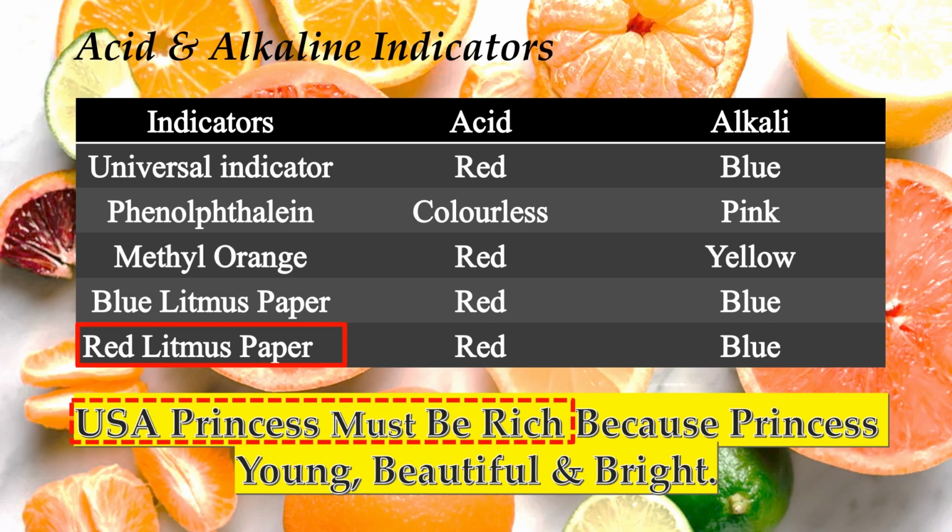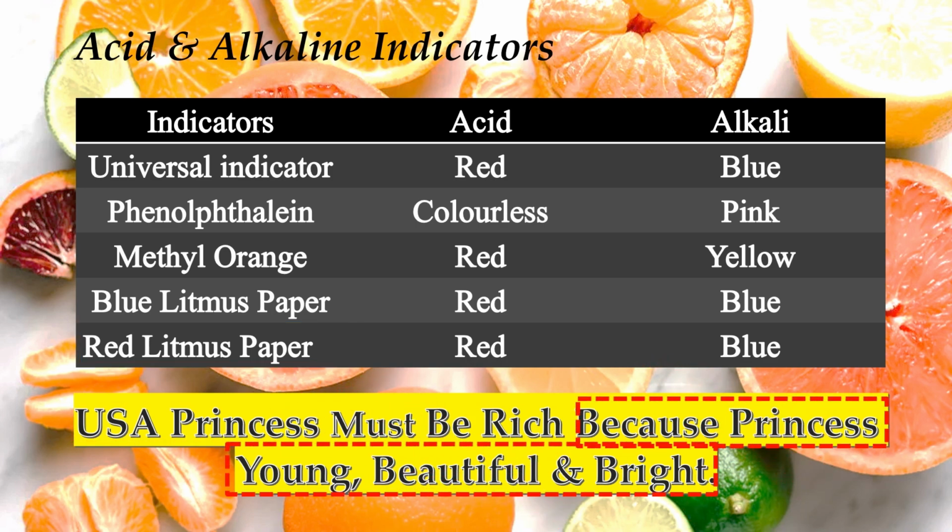Now, in order to memorize the color changes in alkaline substances, we look at the second part of the sentence. Because princess young, beautiful and bright. The B in because refers to the color blue, the P in princess refers to the color pink, the Y in young refers to the color yellow, the B in beautiful refers to the color blue, and the B in bright refers to the color blue as well. If you memorize this sentence, you can memorize this table in less than 2 minutes. Good luck!